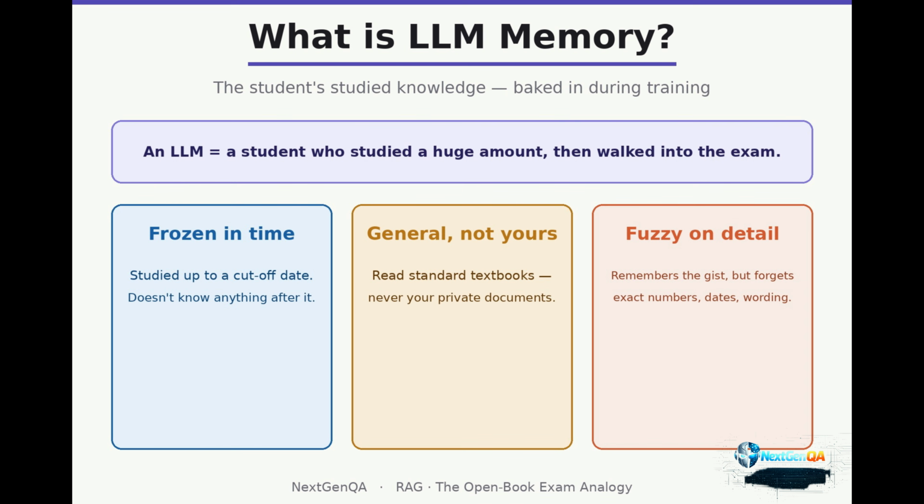Second, it is general, not specific to you. Ravi read the standard textbooks, but he has never seen your company's internal documents, your private notes, your latest project files. That information was never part of his studies. Third, it is fuzzy. Even for things Ravi did study, he may remember the general idea but forget the exact number, the exact date, the exact wording. So the LLM's memory is powerful, but it is frozen, general, and fuzzy. Hold on to that because it explains the next problem.